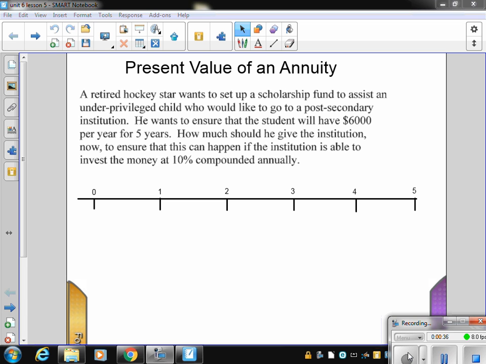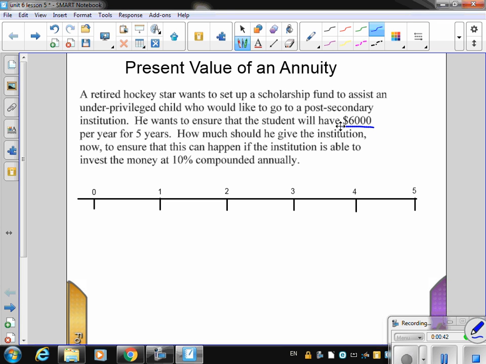So I know this is some type of an annuity because what's going on here is that there's an amount of money per year for a while. So there's a regular payment happening over and over again. It's not a one-time deal. So we would call that an annuity.